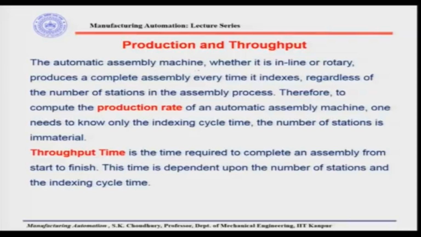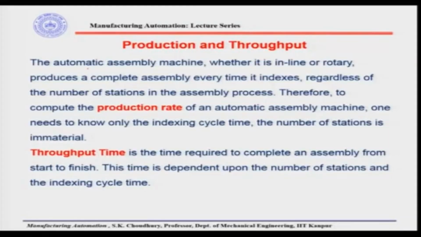Now, the automatic assembly machine, whether it is inline or rotary, produces a complete assembly every time it indexes. This is very important to understand. That is how, in the first lecture, I told that 10 seconds was the time taken by Henry Ford to get one car. That means, every 10 seconds it indexes and one car comes out. It does not mean, by the way, that the whole car is made in 10 seconds, please.